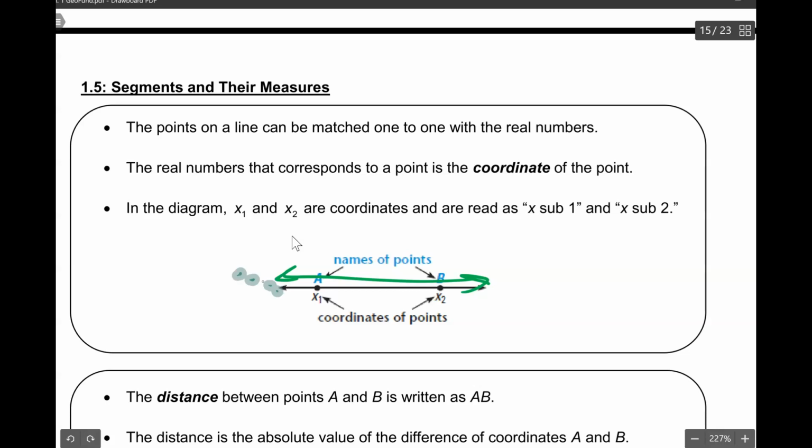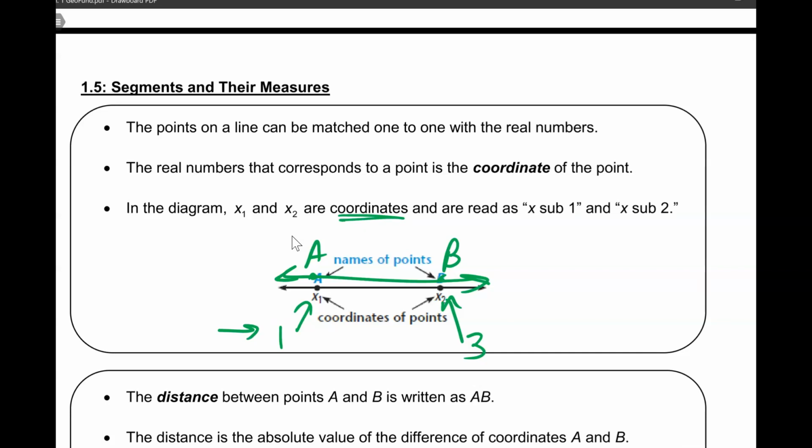And then I have points A and B. Now, that's the name of the points. But I could say this value is 1 and this value is 3. So these are the coordinates, but the name is A. It's just like your name is Eli, but your coordinate is you are 3 years old.